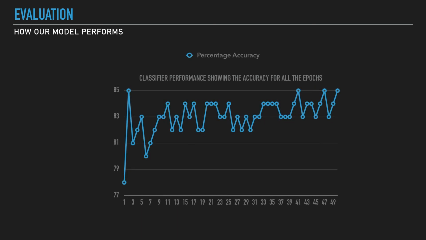This is how our model performs. A graph has been provided which shows the classifier performance for the accuracy versus the epochs. As you can see, the accuracy steadily increases, which gives us a score of 80.4%, which is pretty good for our classifier.